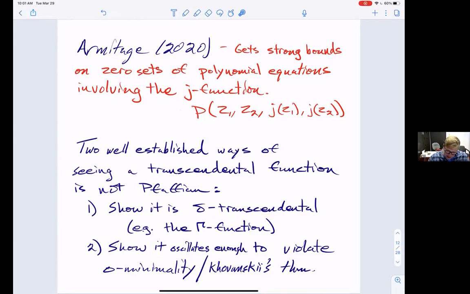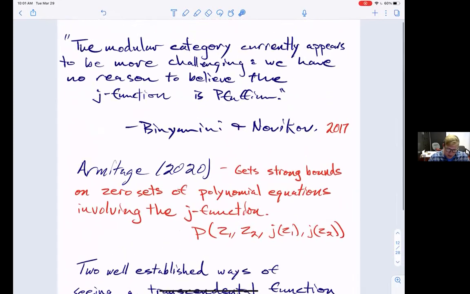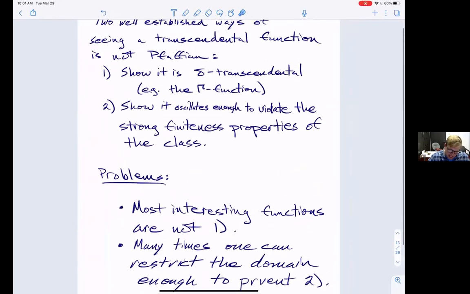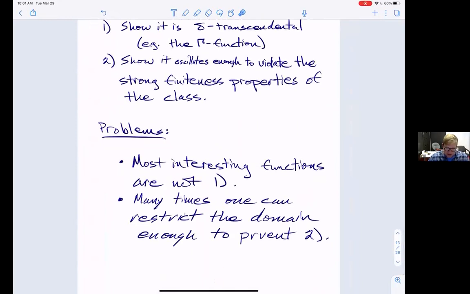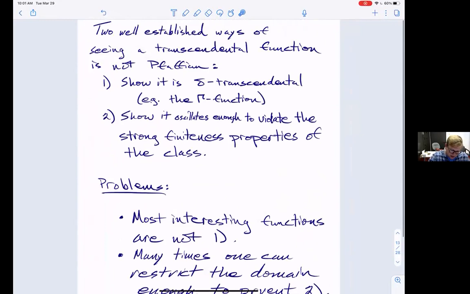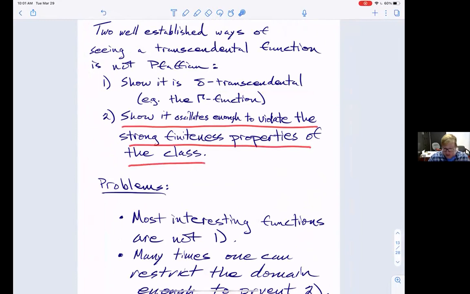And the second one is to know some very particular analytic properties of the function, like its oscillation, and use that to violate Khovanskii's theorem on the number of zeros. Or most likely, in all the examples I know, you not only get a violation of Khovanskii's theorem, but the violation is strong enough to violate o-minimality. Well, the problem with approach number 2 with regard to the J function is that if you restrict to the fundamental domain, it turns out that it is interpretable in an o-minimal structure, R_an,exp. And here are the two reasons again: the J function is not differentially transcendental.